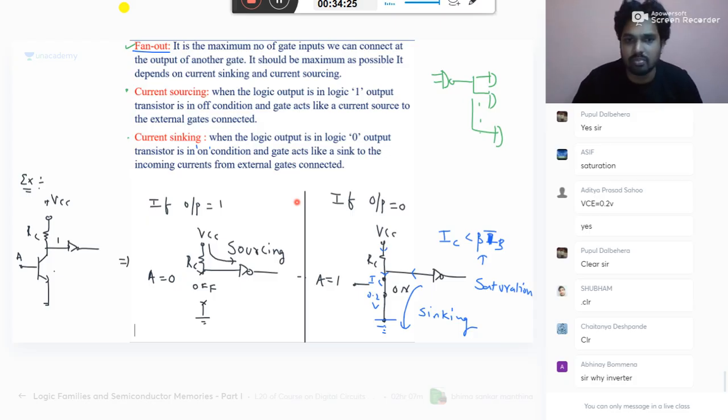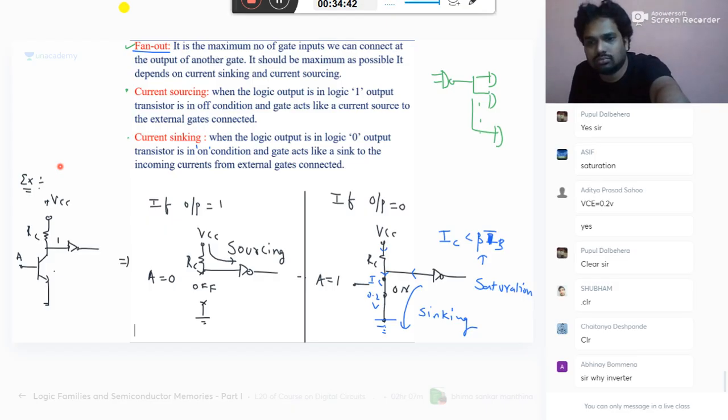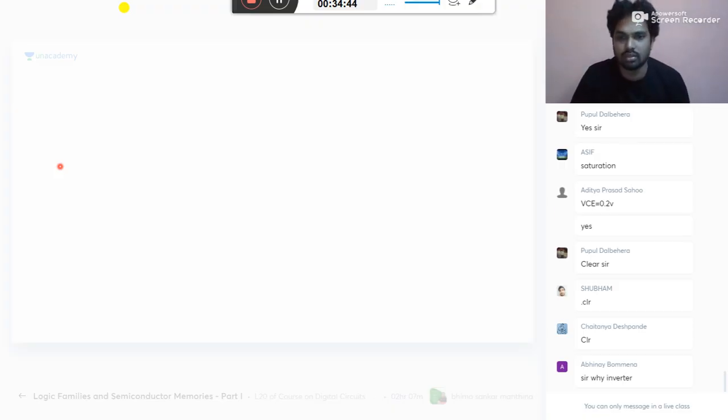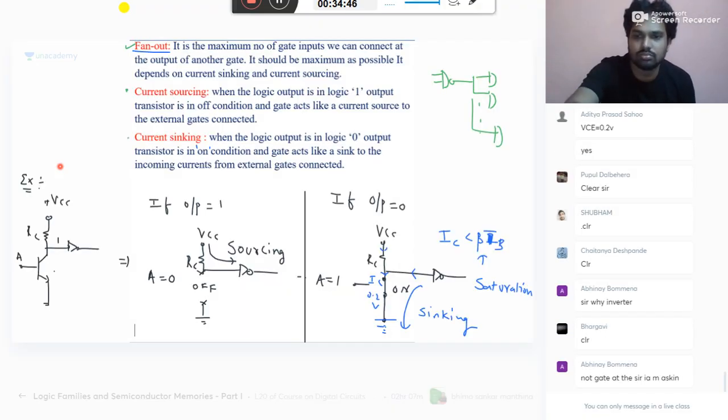We have taken one example of a gate, not an inverter, with one input. It can be any gate. It is just for example. It can be any gate to any gate. It can be NAND, or for easy understanding, we have taken this example.